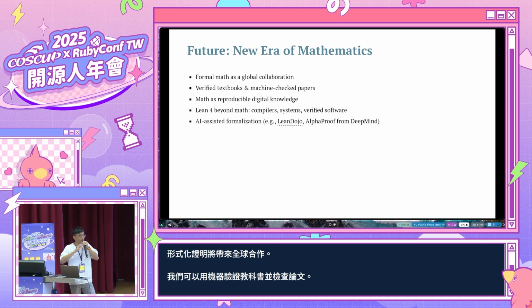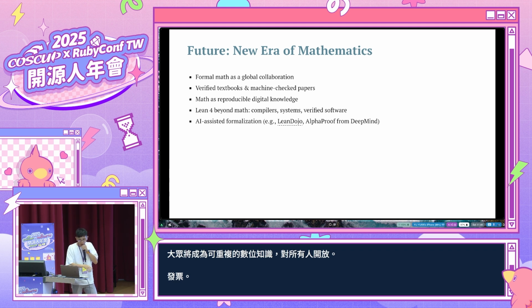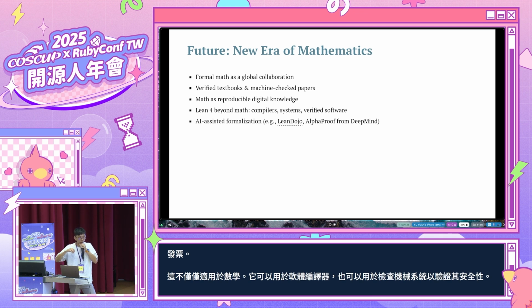And Lean 4 is not just for math. It can be used on compilers for software, and also for checking systems like mechanical systems. We can verify their safety. And the most exciting thing is that we can introduce AI into this.